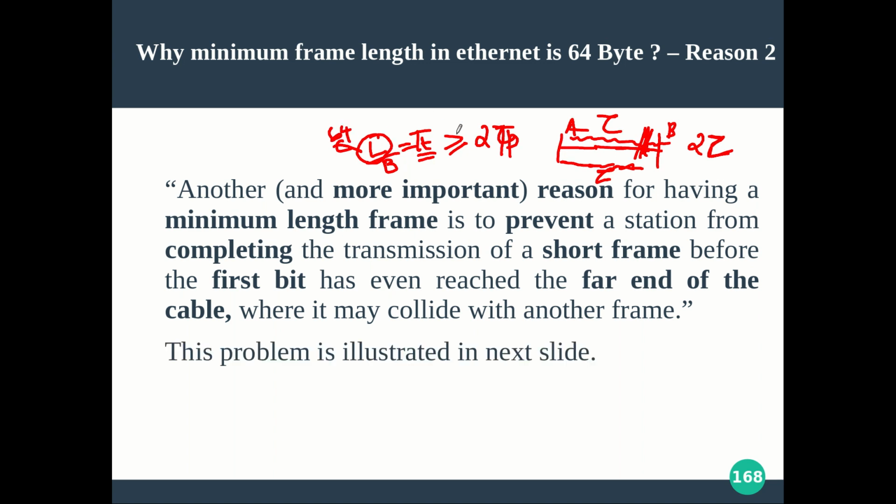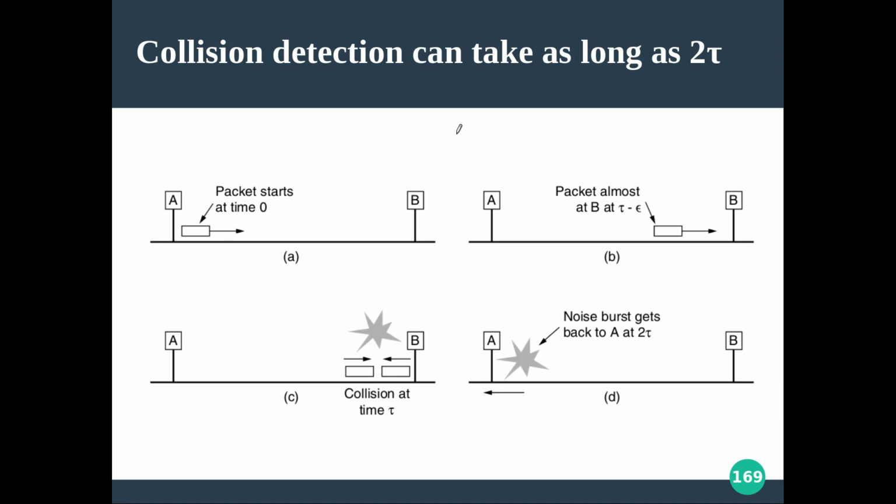We will see that this problem is illustrated in the next slide. So it is something like this. From A, the same example I was trying to quote in the previous slide, started sending a frame, say at time 0, and the total propagation time from here to here is some tau unit of time. So just before reaching this destination, say tau minus epsilon, where epsilon is this small gap, okay? Before that, actually what happened is B also started sending the data, and the collision happened right at this point.